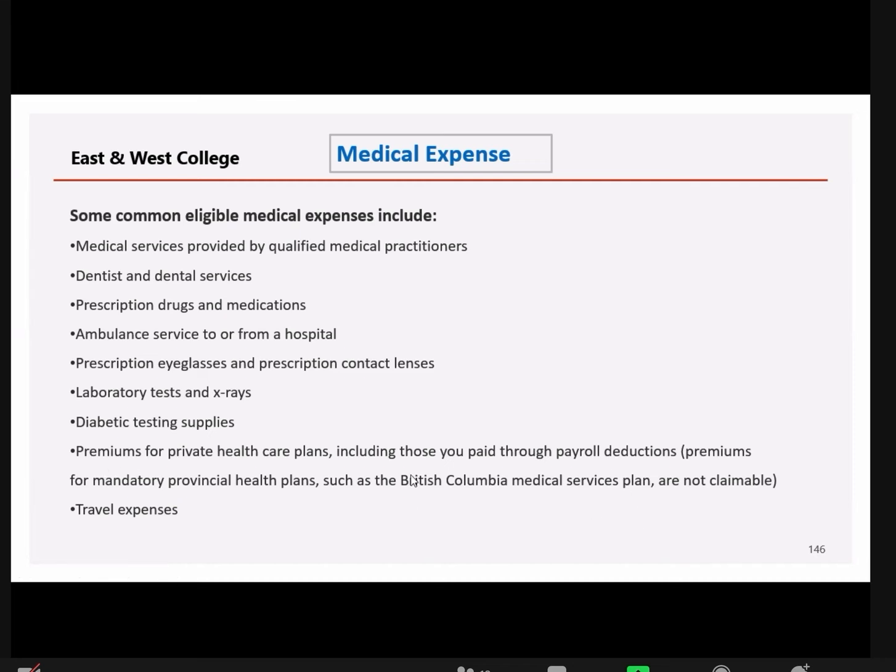So keep in mind, it's private healthcare. If it's public healthcare, it's not included. So the premiums for mandatory public health plans, such as the British Columbia Medical Service Plan, are not claimable.